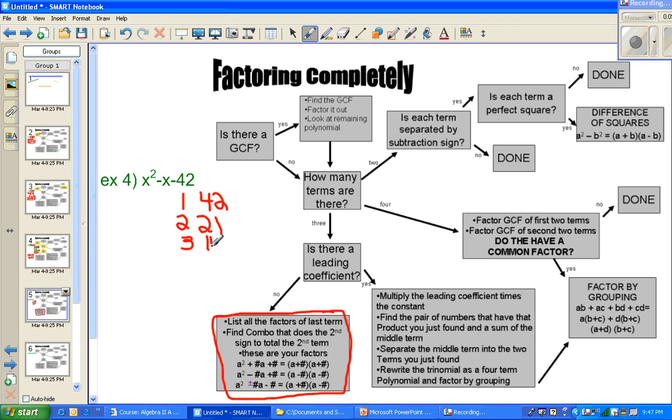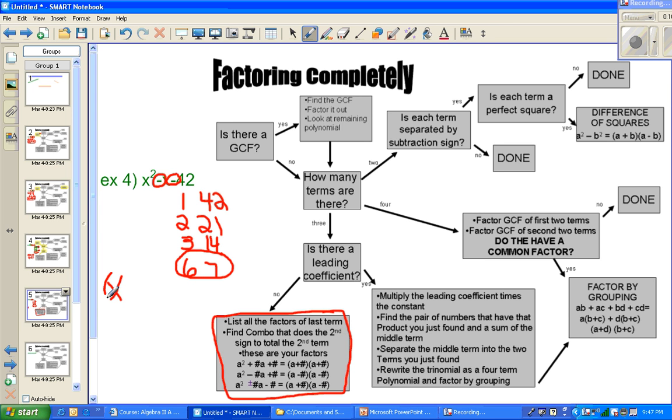3 and 14. 4, no. 5, no. 6 times 7. Now I know I'm done because the next term is already being picked up in the second column. Alright, so here are my factors. Find the combination that does the second sign. So I'm looking for factors that subtract to give me a -1. So we know we're going to be working with 6 and 7.